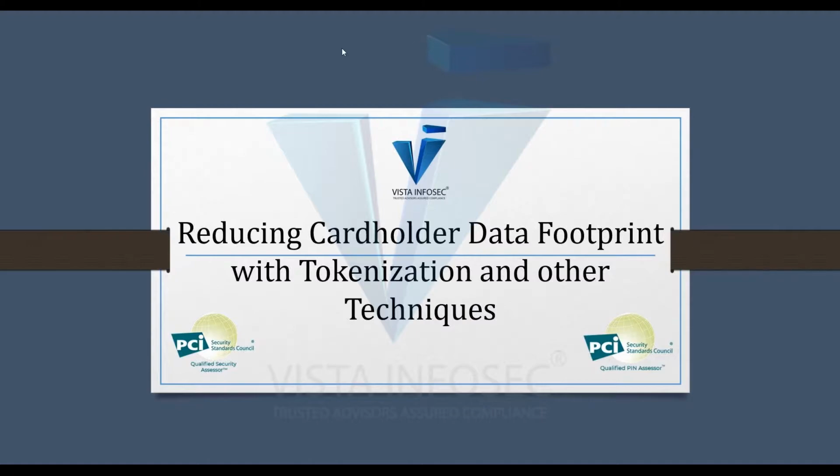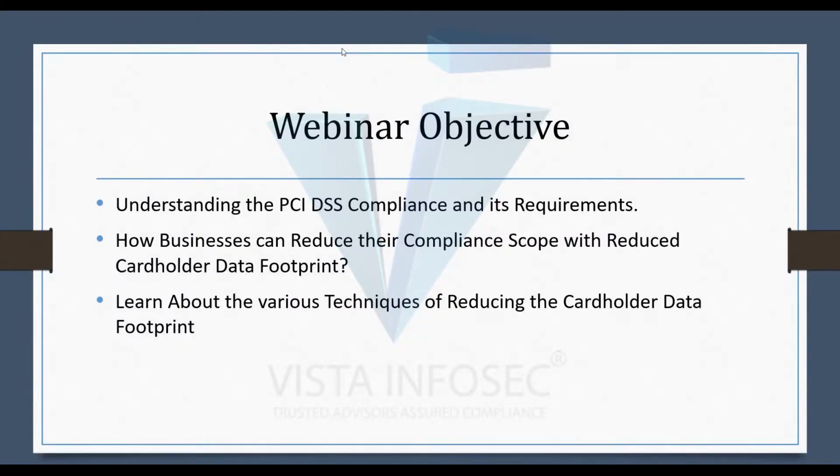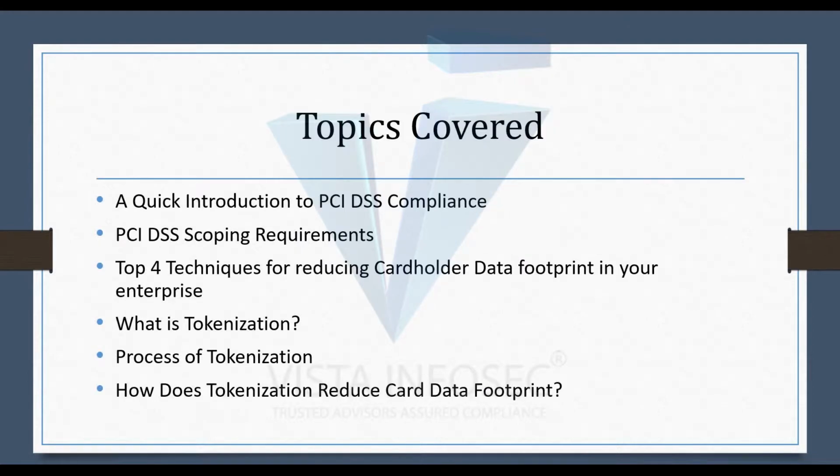So thank you so much for being here, and with this we start. This is the webinar objective as was circulated to you when you signed up: understanding the PCI DSS compliance requirements, how you can reduce the scope, and learning more about the techniques for reducing cardholder data. These are the overall topics that will be covered: PCI DSS scoping requirement, the top 4 techniques, then what tokenization is as a technique, and the process followed by tokenization. And this is the key thing actually. Tokenization is now the rage, because apparently you can cut out many things from scope using tokenization. So how it will help your organization is something that we are looking at.